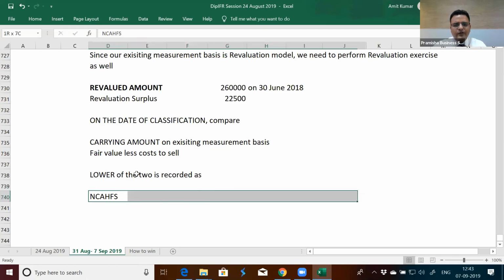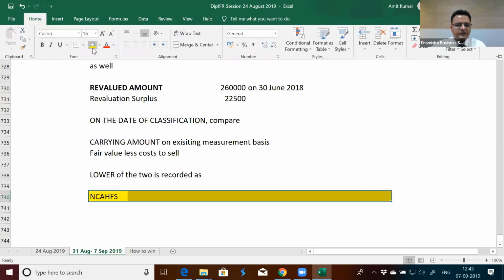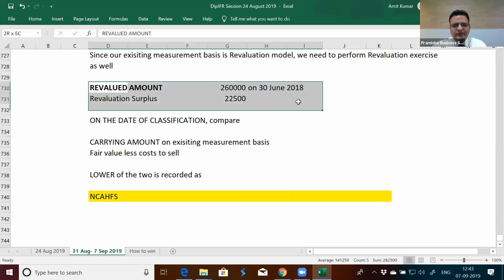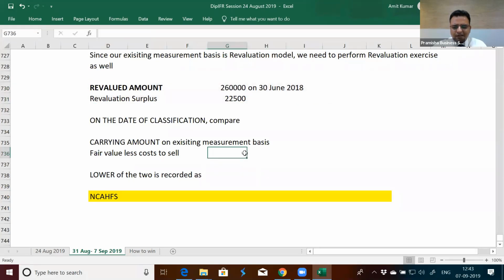Now at what amount will I be recording non-current asset held for sale on the date of classification? What is the amount? Can you tell me the amount? This is my situation: revalued amount. This is carrying amount. Fair value less cost to sell on this date is 2,55,000.